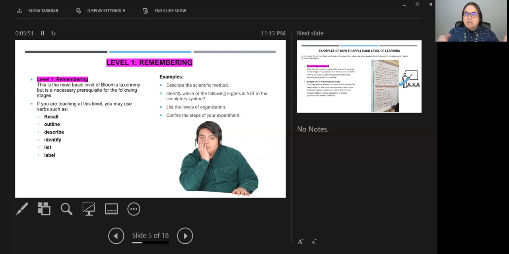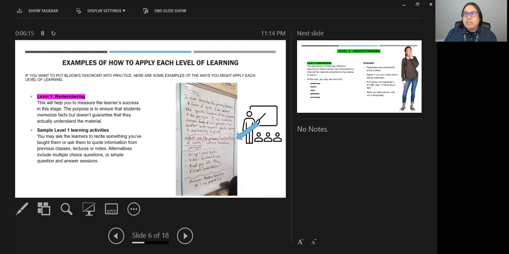And how do you know what is remembering? You might use words like recall, outline, describe, identify, list, or label. Some examples of remembering could be: describe the scientific method for me, identify which of the following organs is not in the circulatory system, list the levels of organization, outline the steps of your experiment. So how do we actually apply remembering in this level of learning? How do we know we're doing this in our classroom?